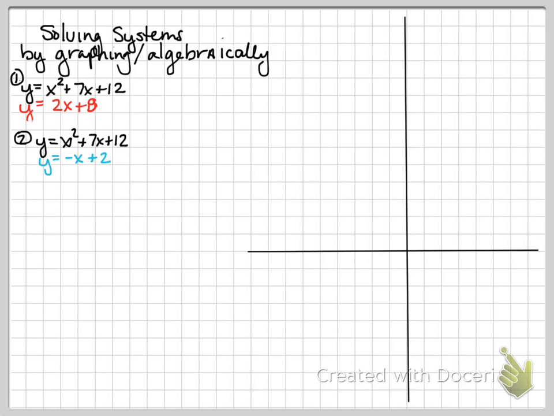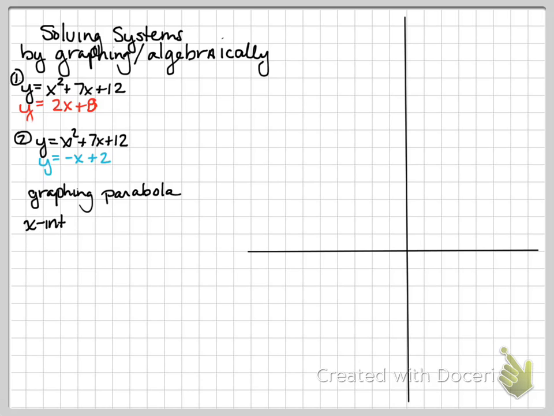Now I'm going to graph it without a table, so using the x-intercept, the y-intercept, and the vertex. So to graph the parabola, I'm going to find my x-intercepts first.